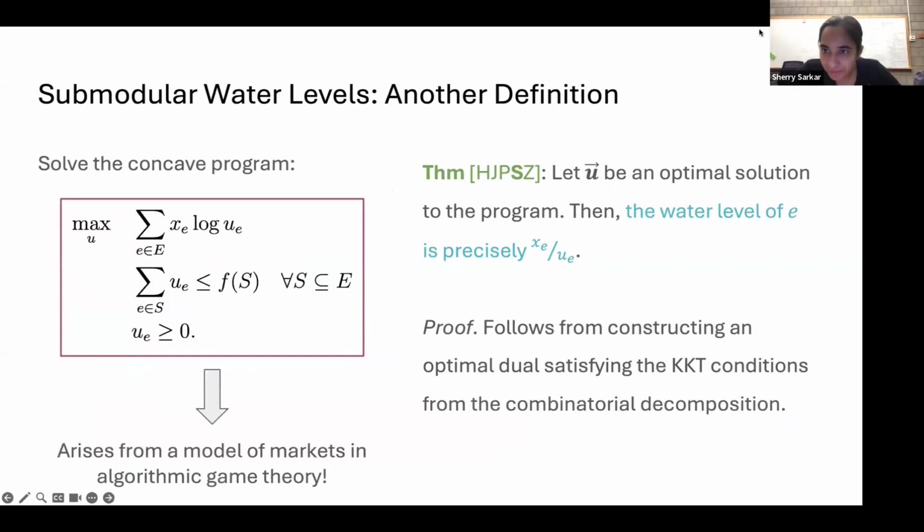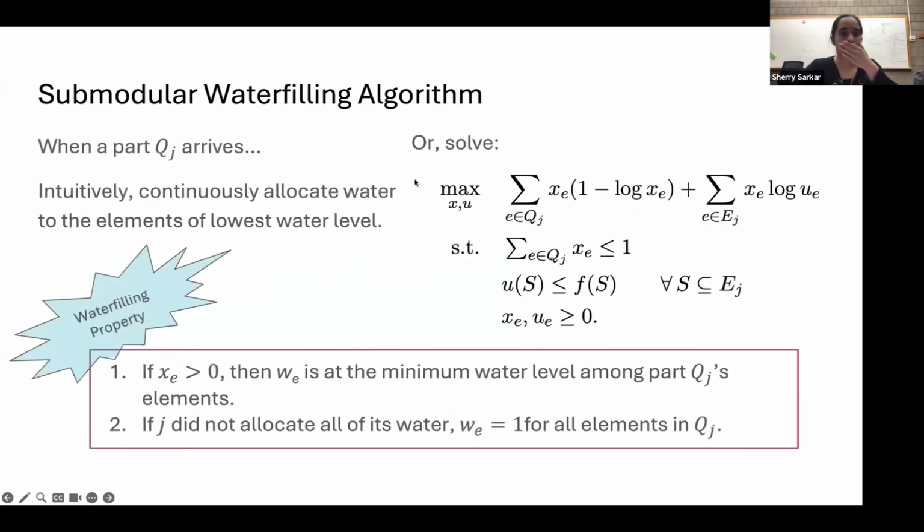Let's do the water filling algorithm now, because we have everything we need for that. The water filling algorithm is just, when a part QJ arrives, you continuously allocate water to elements at the lowest water level, right? Because now I've defined a water level for every element. This is the filling algorithm for that. But if that's maybe a bit too intuitive, you could also solve the following concave program, nicely motivated by the definition of water levels I had on a previous slide.